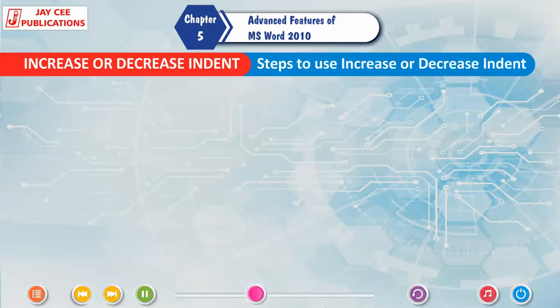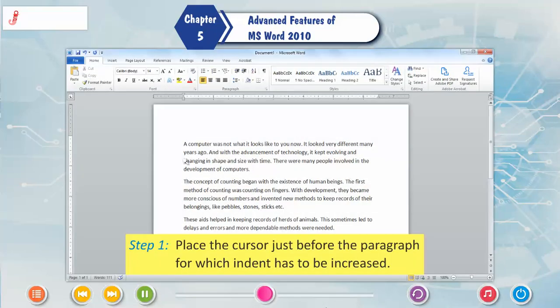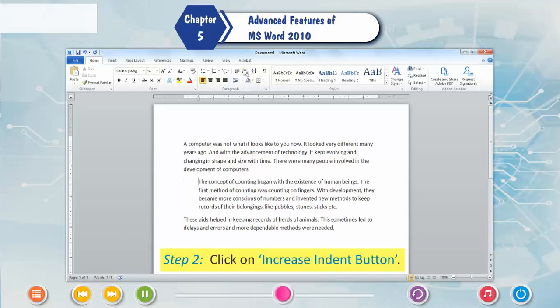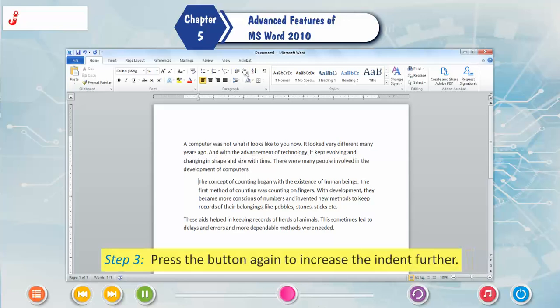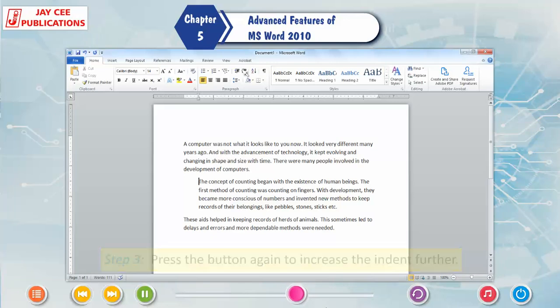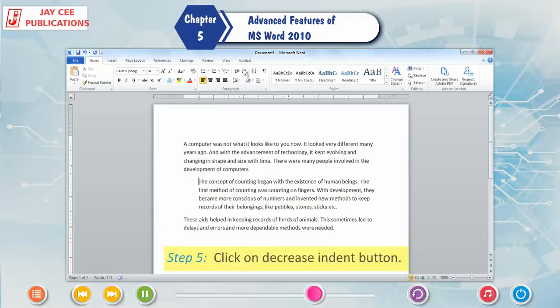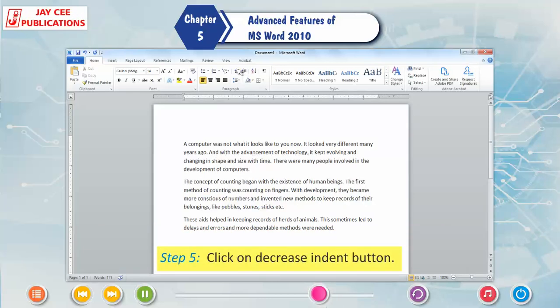Steps to use increase or decrease indent. Step 1. Place the cursor just before the paragraph for which indent has to be increased. Step 2. Click on Increase Indent button. Step 3. Press the button again to increase the indent further. Step 4. To decrease indent, place the cursor just before the paragraph for which indent has to be decreased. Click on Decrease Indent button.